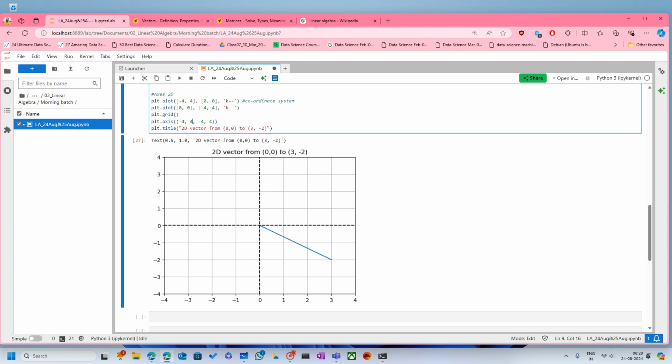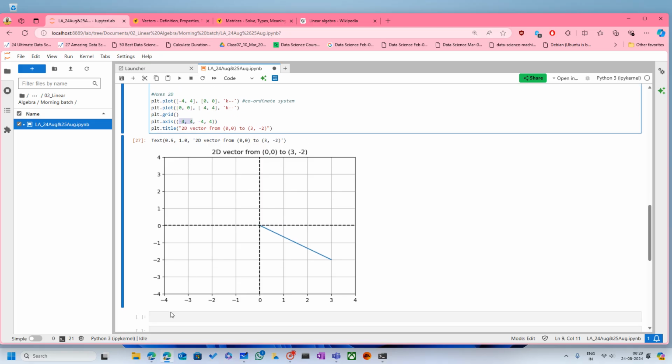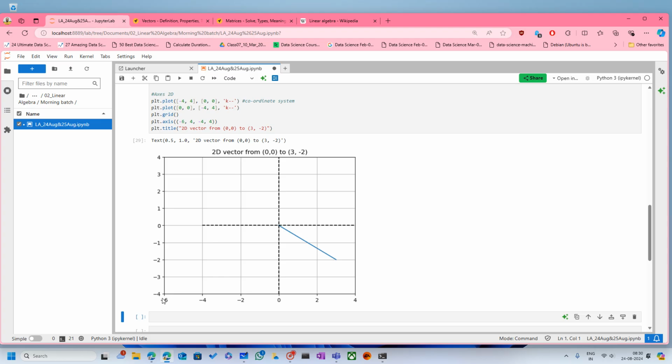See, minus 4 to 4 means you see the x-axis, minus 4 to 4. Again, minus 4 to 4. Let me change the values, maybe you will understand it. If I change this to minus 6, see, it's going on the left side. Minus 6 starting, the value is being manipulated. Minus 6 to 6. Now watch.